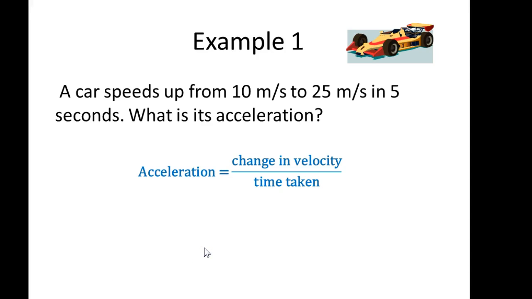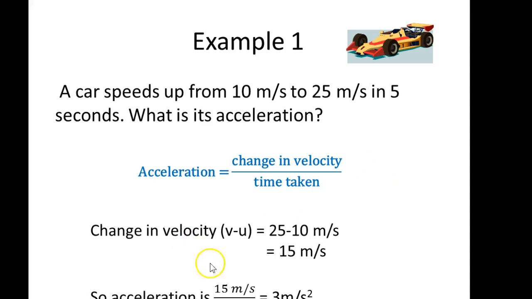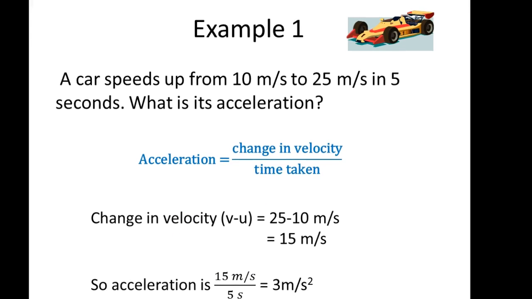Okay, so using the equation then, the change in velocity here, well, we've got an initial velocity of 10 meters per second, so that's our u value, and we have a final velocity of 25 meters per second. And so our change in velocity then is 15 meters per second, and our acceleration therefore is 3 meters per second squared.